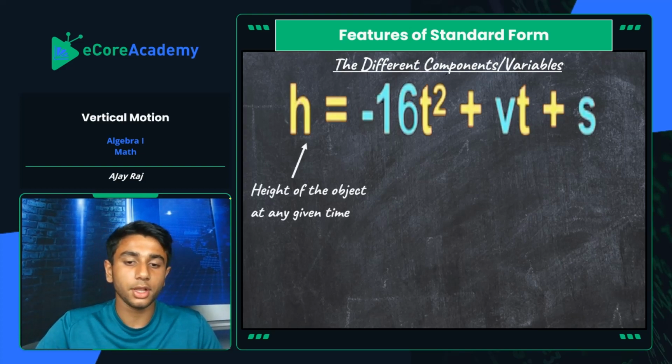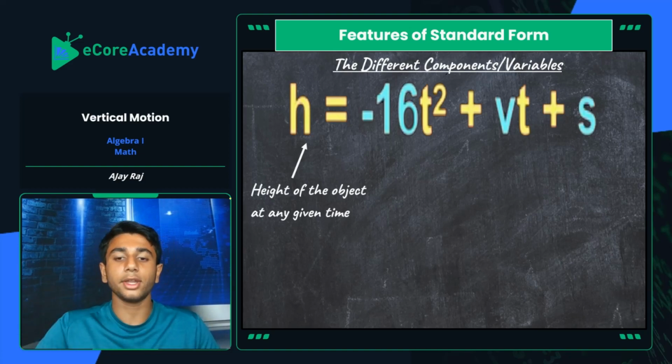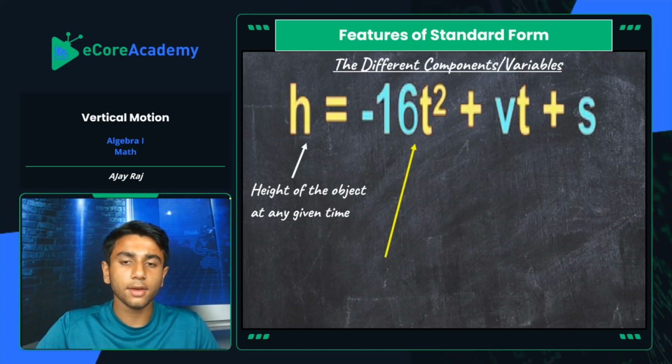So h on the left-hand side is what we're always calculating for, isolated. Just like your y in a regular quadratic equation, we're calculating for the height of the object at any given time. So that's the height. That's what you're calculating for. And that can be in any regular measurement: meters, feet, inches, whatever height you're working with.